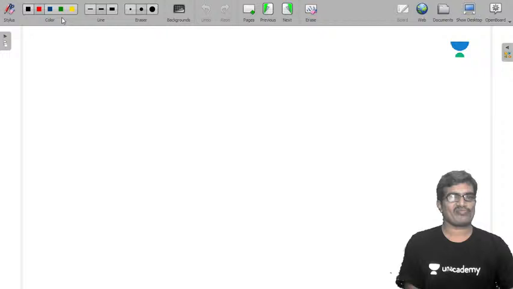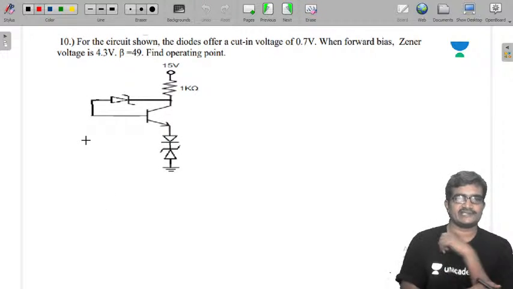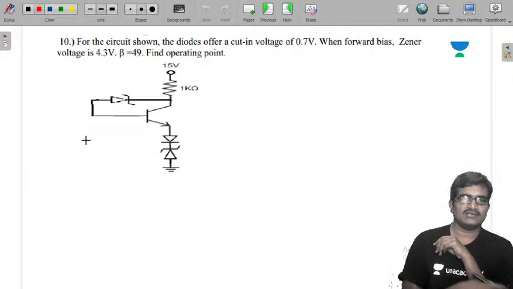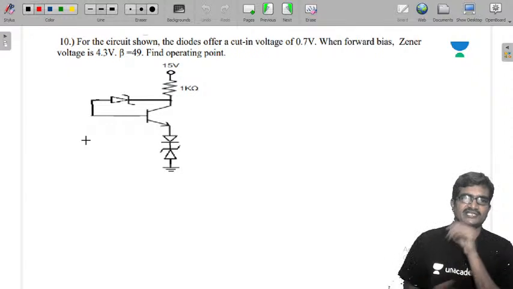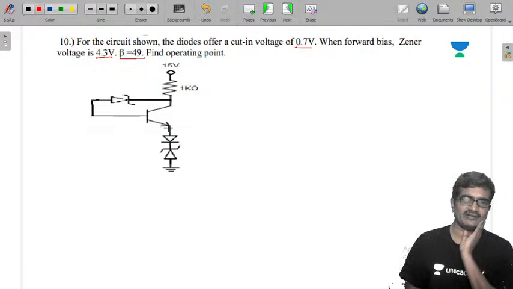So yeah, see this. For the circuit shown below, the diodes offer a cut-in voltage of 0.7 V when forward biased, and a Zener diode offers 4.3 volts, and beta is 49. Find the operating point. Simple.